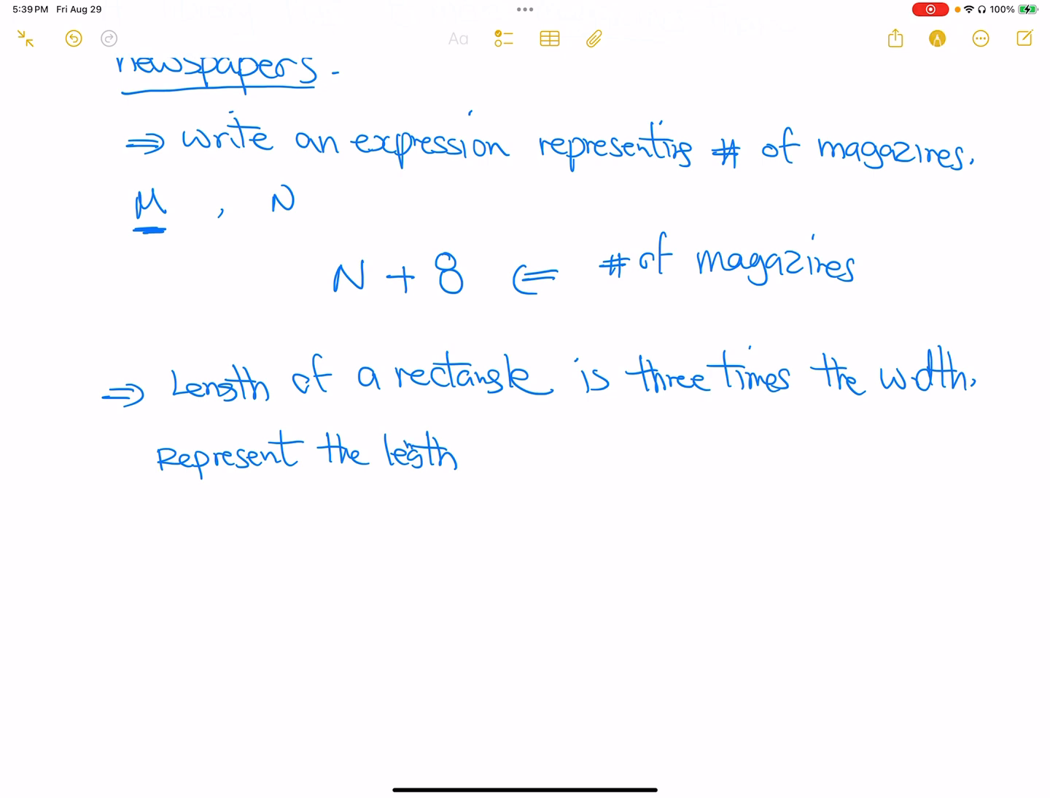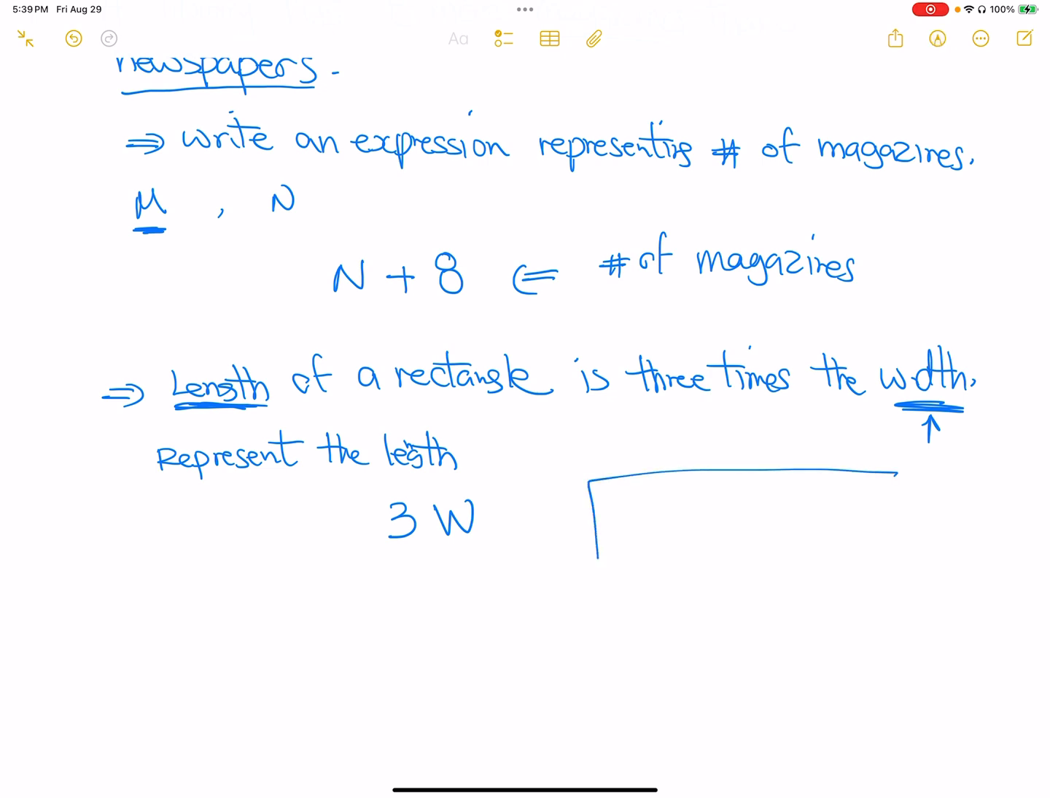Well, the length is related to the width. So if we want to represent the length, we have to find something with the width. And it says the length of the rectangle is 3 times the width. So how do we represent the length? It's basically 3W. So 3 times the width will be the length.